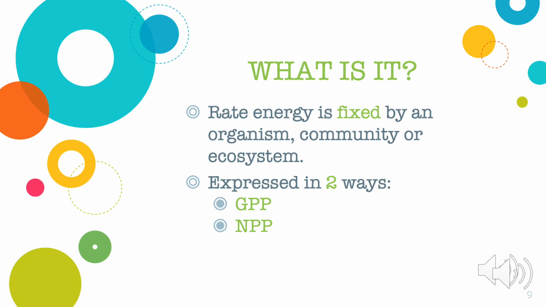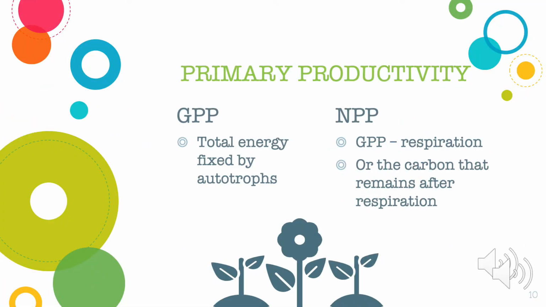Primary productivity can be expressed in two ways. The first is by the GPP, or the gross primary production. The second is by the net primary production, or the NPP. The gross primary production is the total amount of solar energy fixed by autotrophs. The net primary production is the GPP minus the respiration by autotrophs, or simply the carbon that remains after respiration.